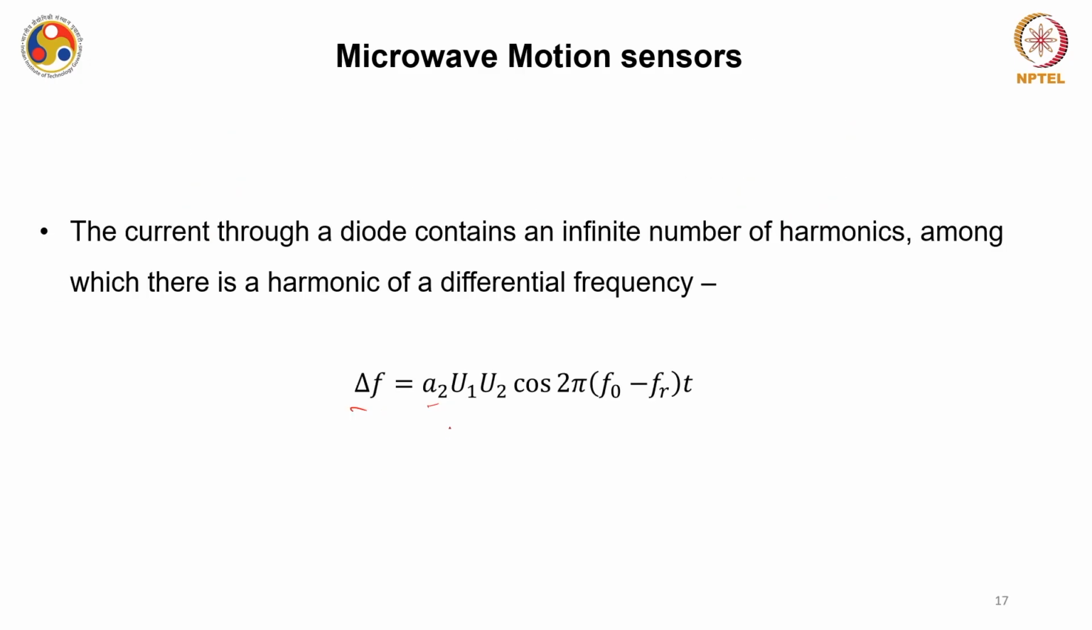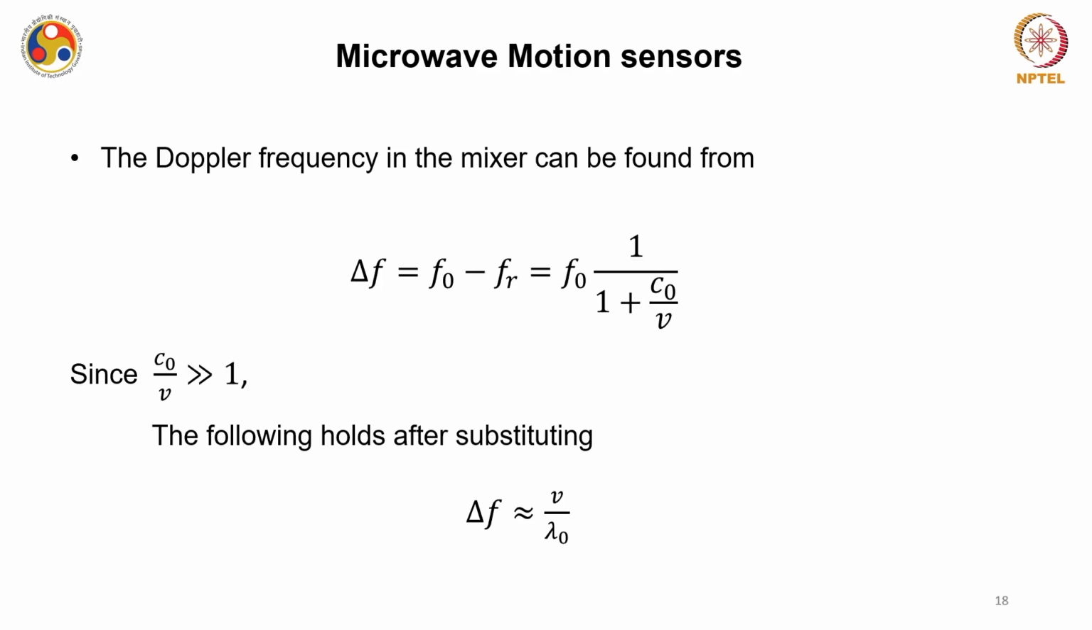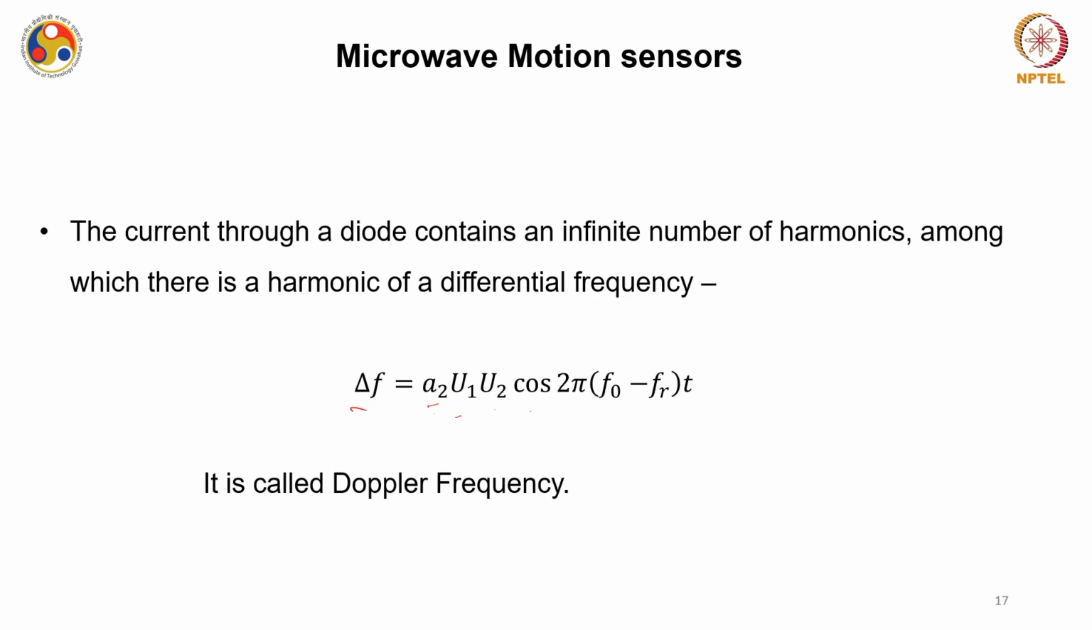Delta f is equal to A2 into U1 into U2 cos 2 pi (F naught minus Fr) into T. And this frequency is known as Doppler's frequency in the case of microwave motion sensor. The Doppler's frequency in the mixer can be found from delta f as F naught minus Fr. So, say this is my second equation.